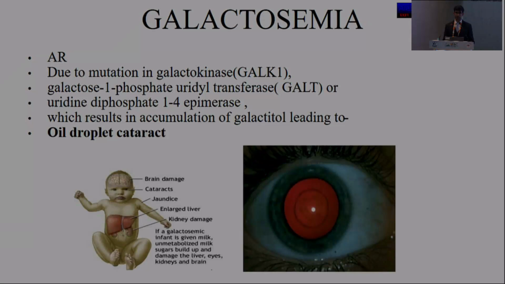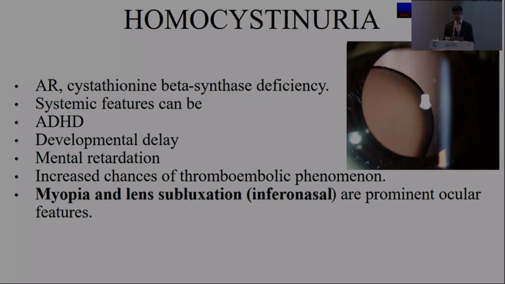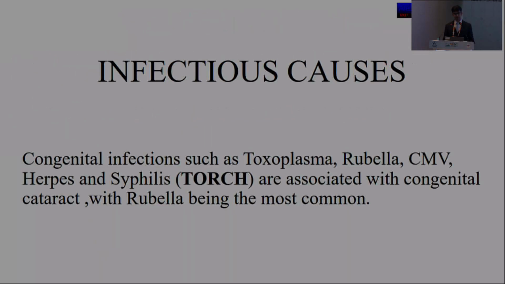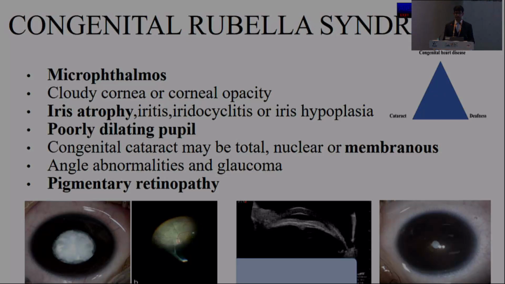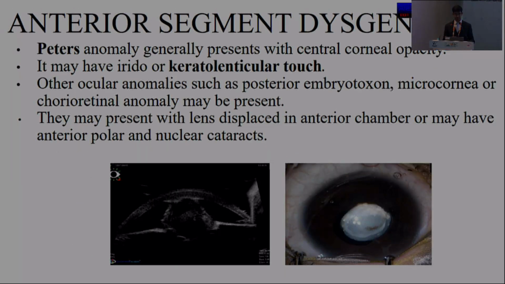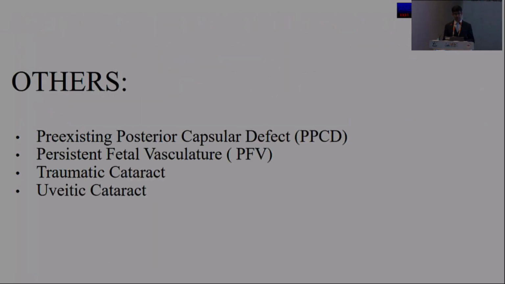Galactosemia is associated with oil droplet cataracts. Homocystinuria again is associated with lens subluxations and myopia. Wilson's disease with sunflower cataract, and infectious causes which are quite common in our country, TORCH infections, the most common of which is congenital rubella syndrome. We see typically these kids with microcephaly, microphthalmos, iris atrophy, poorly dilating pupil, and partially absorbed cataractous lenses. Anterior segment dysgenesis in the form of Peters anomaly is also noted to have these cataracts.